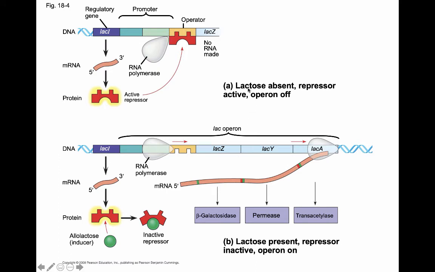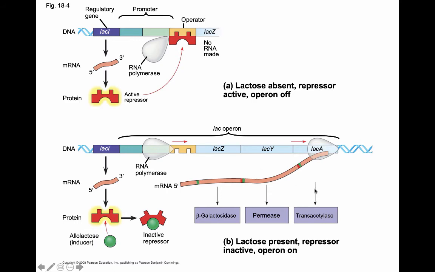And so lactose is a substance that is potentially in the environment of E. coli, and it is a sugar. It can be used as energy. And so if lactose is in the environment and the E. coli needs some energy, it would want to make these proteins so that it can break down lactose and use the energy. If lactose is absent, if an E. coli is living on the surface of your skin, for example, it's not going to get any lactose.